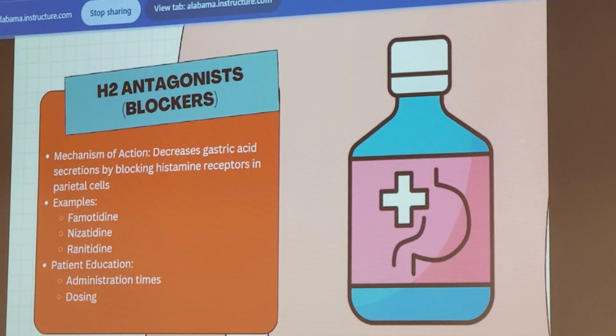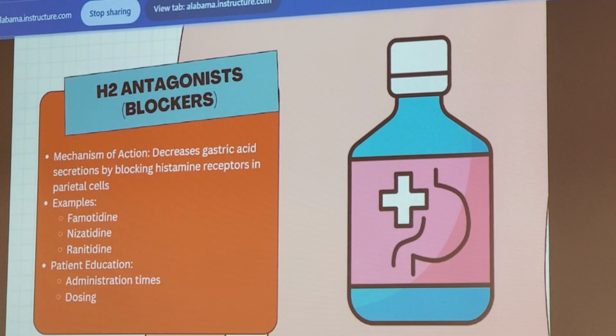We have our H2 antagonists, our blockers. So we're going to effectively decrease how much acid is being secreted or produced. All these are going to end in DINE, D-I-N-E. So we have famotidine. Everybody should be familiar with that. Everybody know what that is? What's that name for? Pepsid, good. We have cimetidine as well, and then we have ranitidine. Ranitidine's another pretty common one that you will see. Ranitidine is Zantac as well.